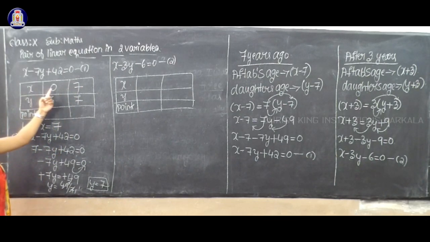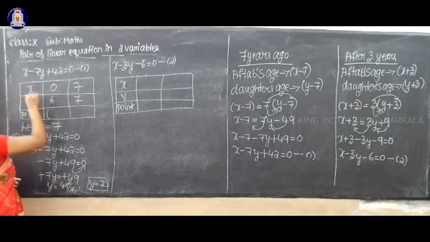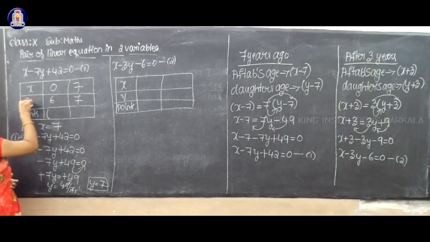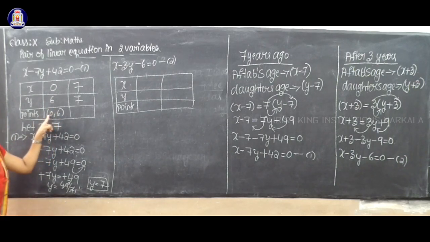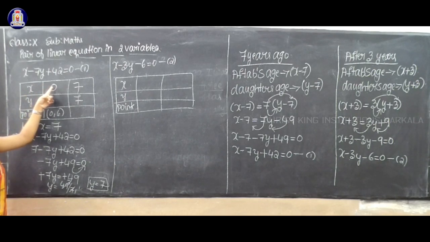Again, if x is equal to 0, then what about the value of y? Y is equal to 6. Okay. So now the point: x is equal to 0, y is equal to 6. So therefore, what about your point? 0, 6. Students, don't write 6, 0. That is wrong.